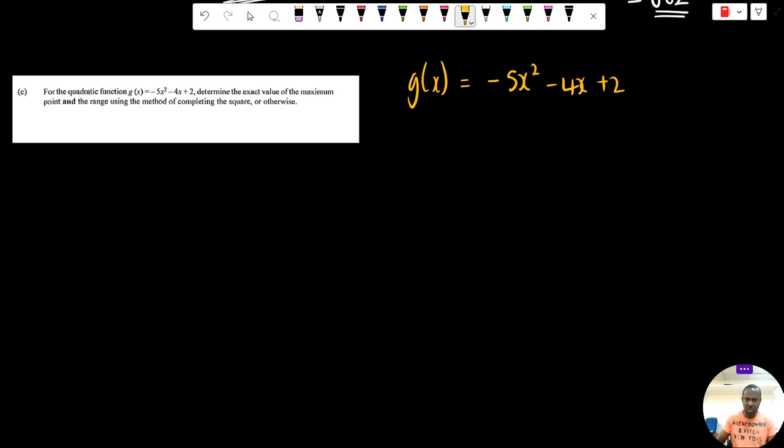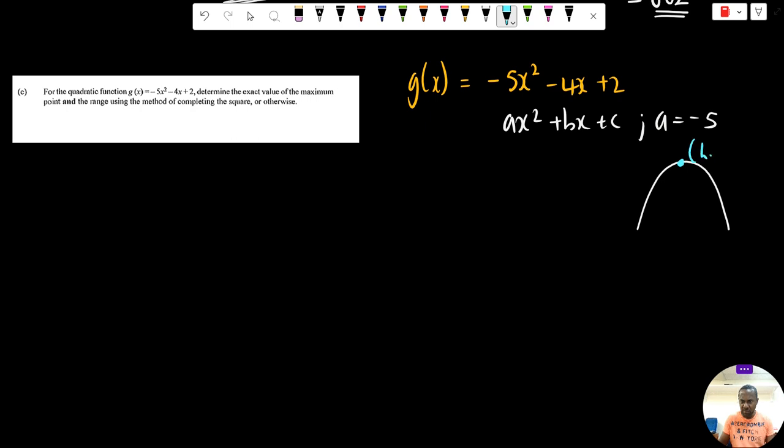And based on the fact that this quadratic has a being negative, remember that this is equal to ax squared plus bx plus c. And clearly we see that a is equal to negative 5. This therefore means the quadratic will be shaped like a frown. All right, so it's going to open downwards. It's going to have a maximum point, and this point is really the value that we want to find.